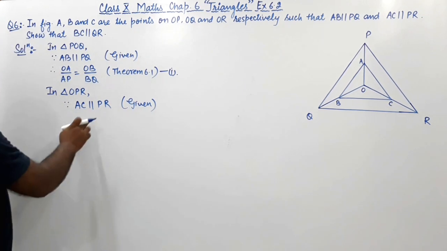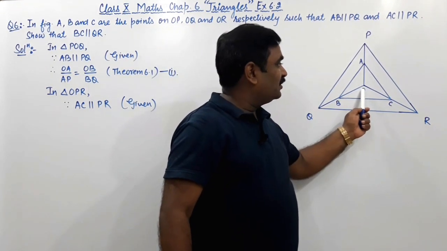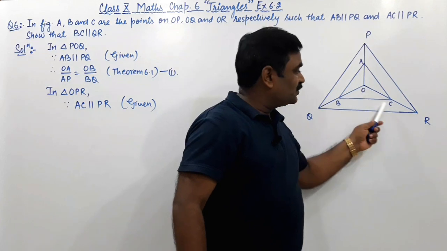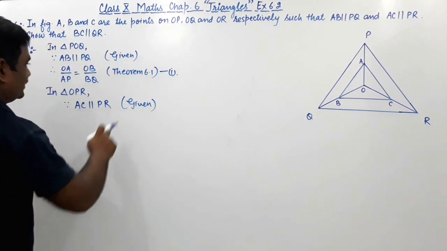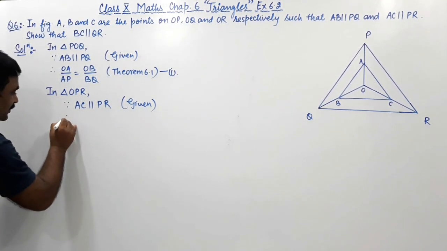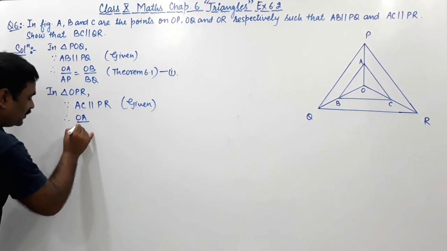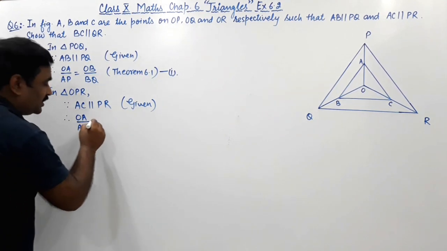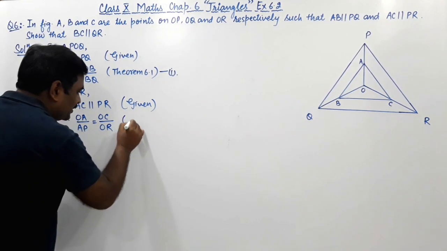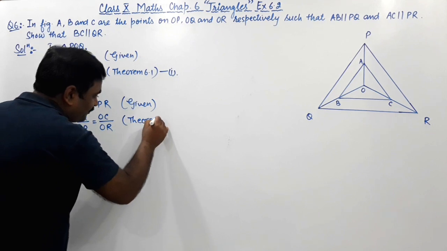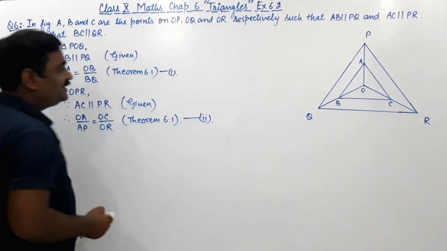If AC is parallel to PR, so you can write OA upon AP is equal to OC upon CR by the Thales theorem, by theorem 6.1. Therefore, you can write that OA upon AP equals OC upon OR by theorem 6.1, and say it is equation number 2.